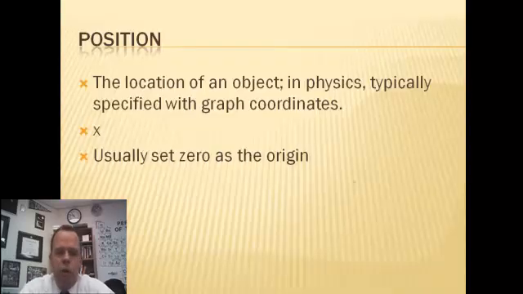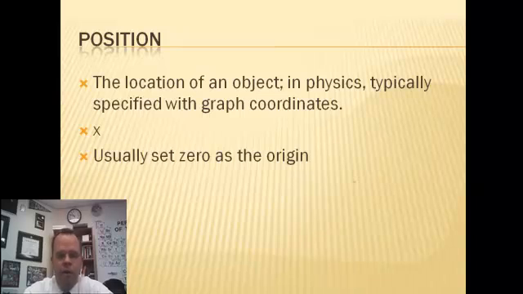Position is defined as the location of an object. In physics, we'll typically specify this with graphical coordinates. So if we're dealing with the x-axis, for example, we set the origin as our 0 point, and then we tell how far away from the 0 point the position of an object is located.